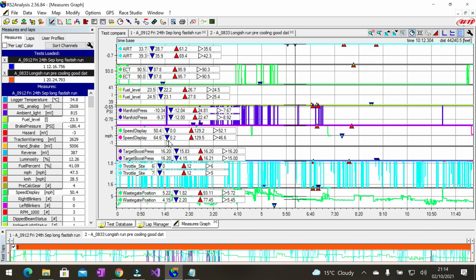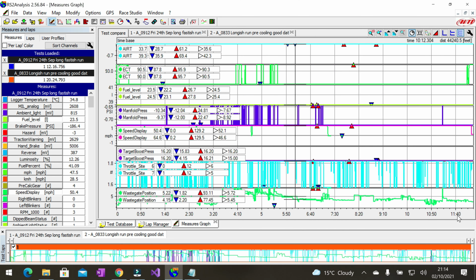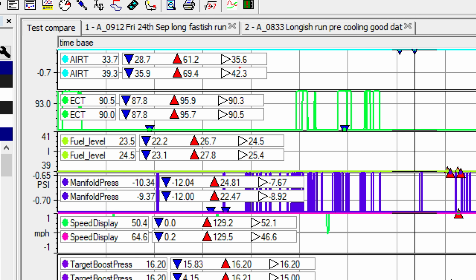And if you look at the speed display, this is a private road, almost identical: 129 miles per hour on the post cooling and 129 miles per hour on the pre-cooling. And the timeline is 11 minutes. Now, if we look at the intake temps, we're seeing a pretty significant difference between the two. The average for the post-cooling is 35 degrees, and then the other average is 42.3. Given that the scenario is very similar, the same demand on power.